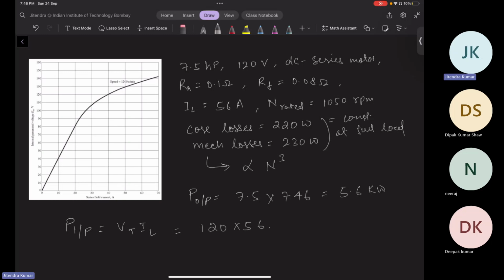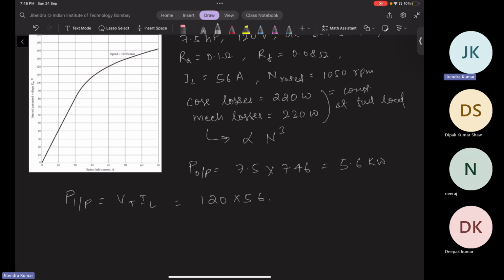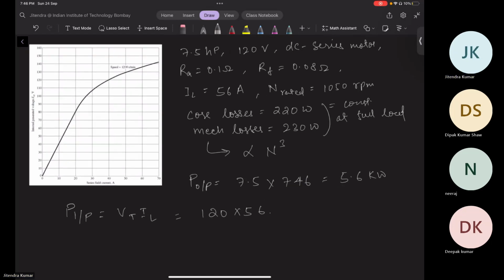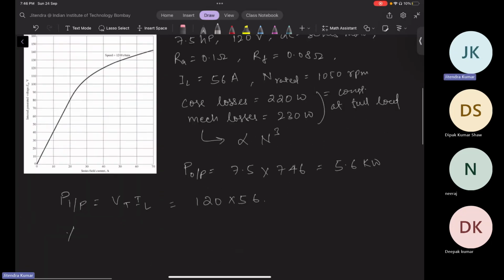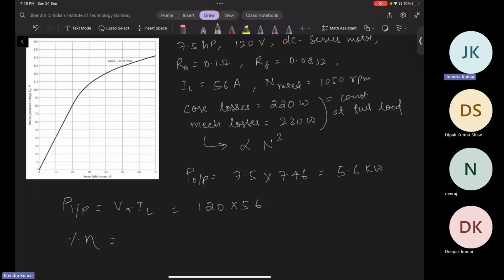And since it is a DC motor, this IL will be equal to IA and field current. So it is a very straightforward question. I think I didn't pick this question. Okay, so this is a DC series motor. Let us first compute the efficiency in this case, and let me get back to the shunt motor in a while.